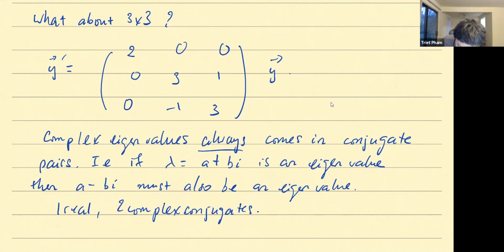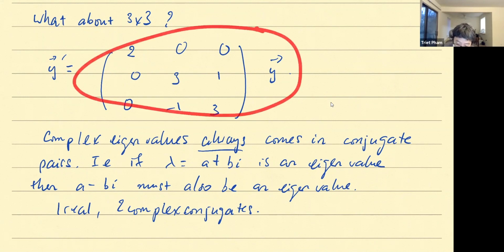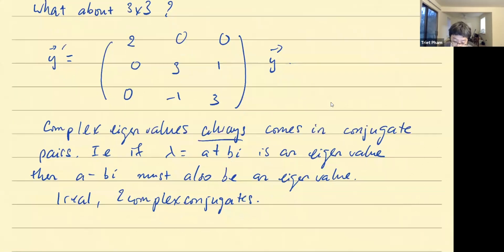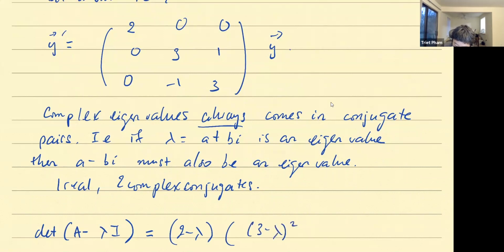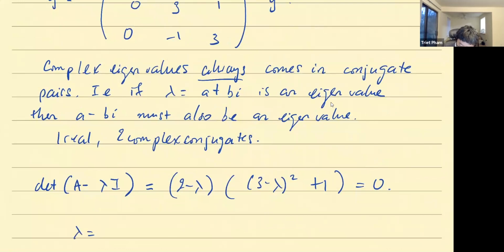But for purpose of demonstration, let's look at this system and show you how to go about it. First of all, what is the determinant of A minus lambda I? It will be 2 minus lambda times, and you see where my blocks come in, 3 minus lambda squared plus 1, equals 0. So lambda equals 2 and lambda equals 3 plus or minus i.